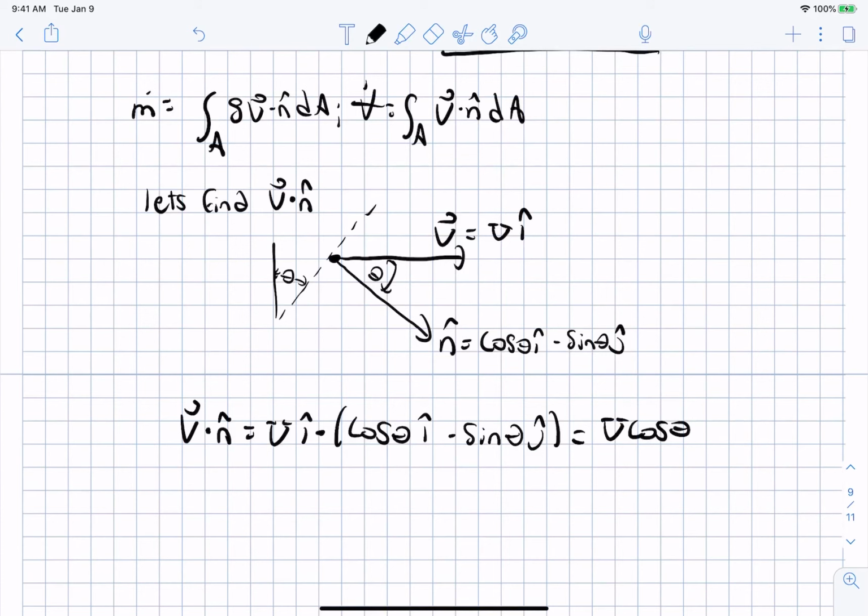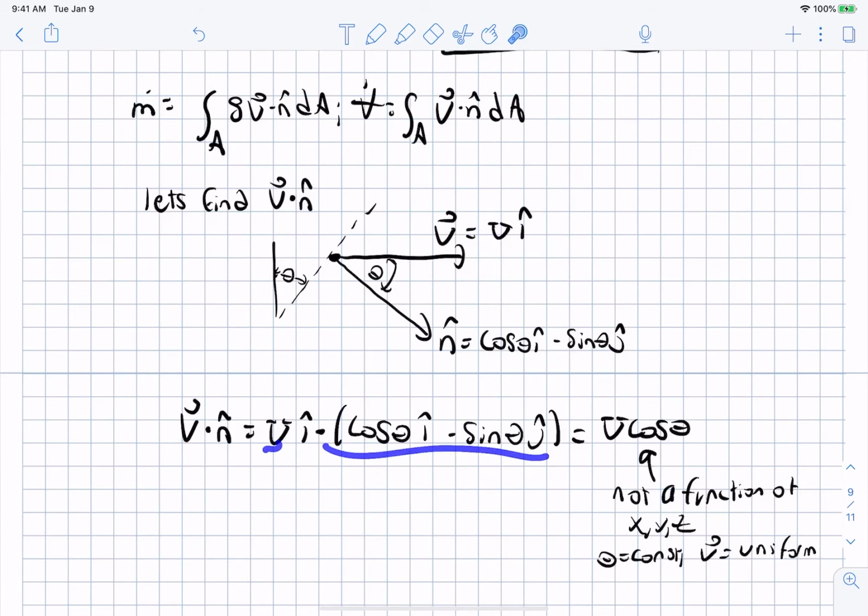And note, this is not a function of x, y, z, or really it's not a function of the position along the surface, because theta is equal to a constant and v is uniform. That implies that n hat is constant, and if both v and n hat are constant, then v dot n hat will also be constant. So we know v dot n hat.